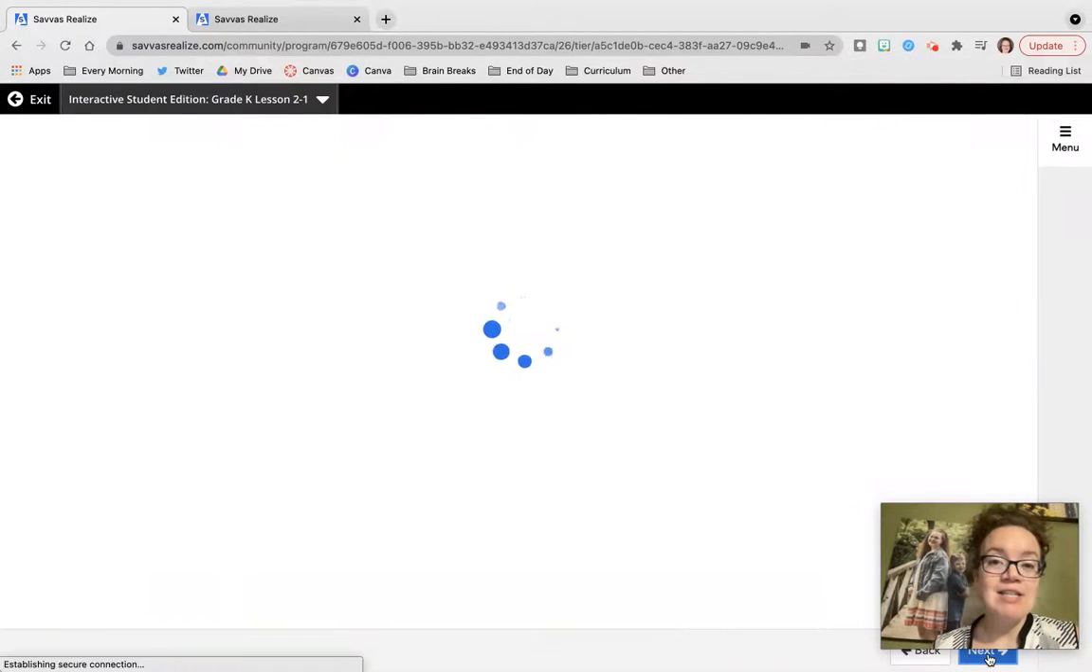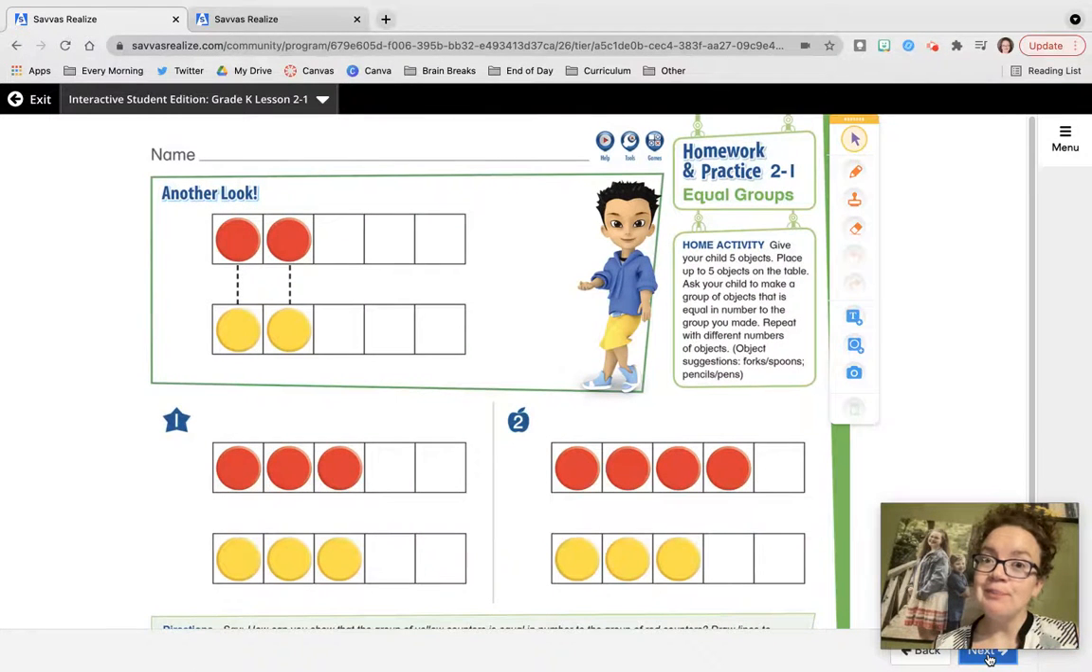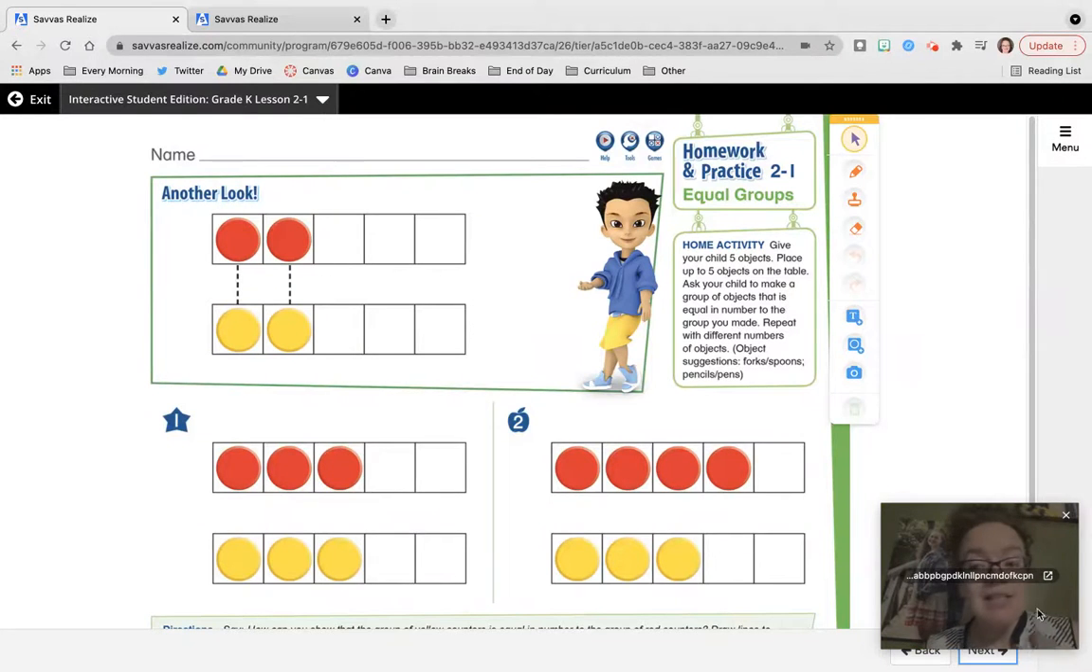Let's see what the next page is. The next page is that homework page. Guest teacher, look at the time. If you need to have additional work time, you can have the students practice these pages with you too. But if you do not have time, it's okay, because remember, boys and girls, this can always go home for some extra practice to show your families what you learned today. Great job.